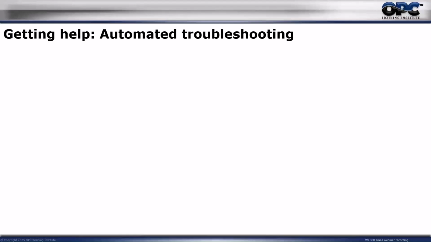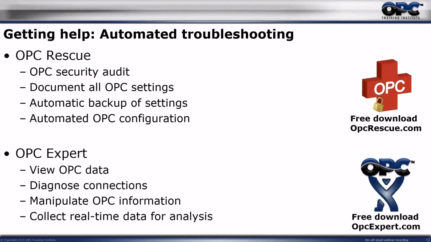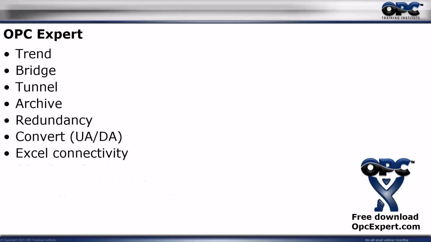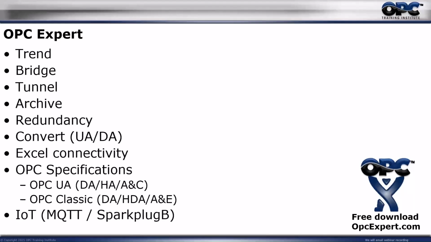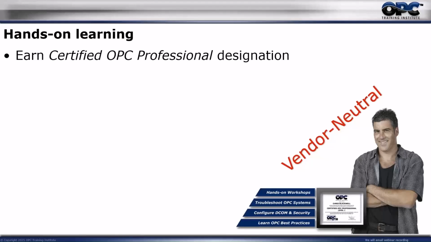So to get automated troubleshooting, you can download OPC Rescue or download OPC Expert. If you download OPC Expert, you'll see exactly what I showed you here. And you can trend, you can bridge, tunnel, archive. All of these modules are all included and more inside OPC Expert. And in this webinar, we talked about trending, archive, and we talked about Excel and OPC UA and OPC classic data acquisition.